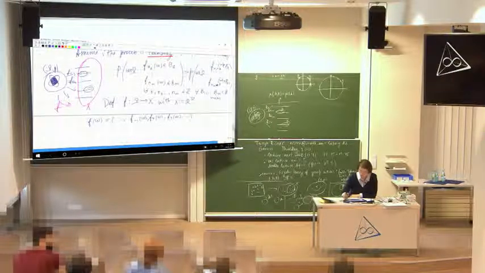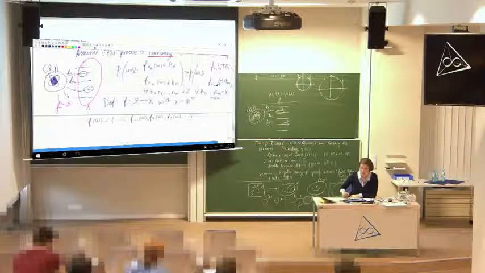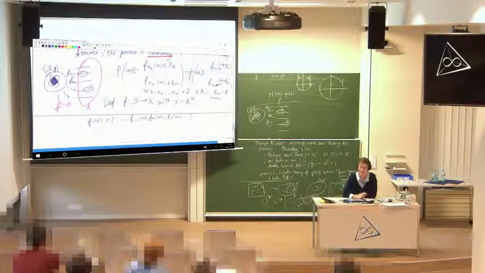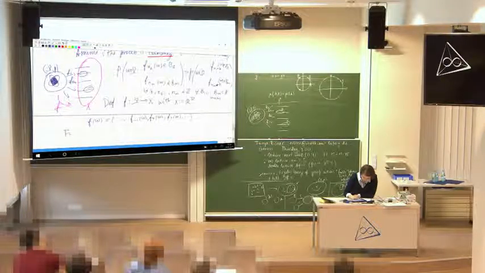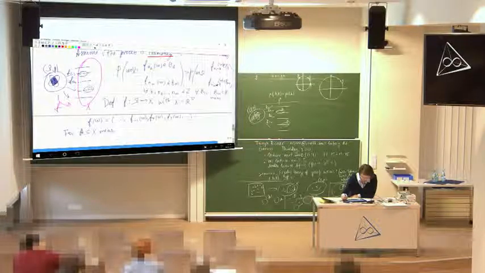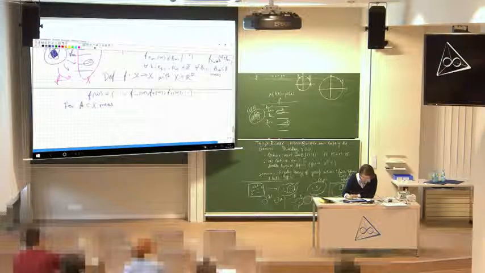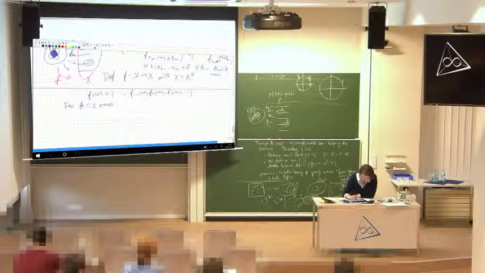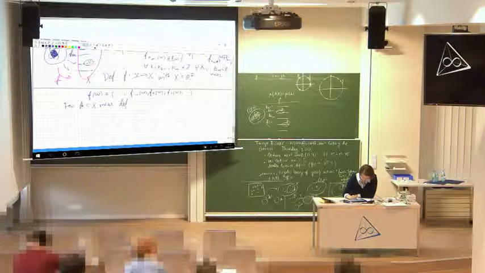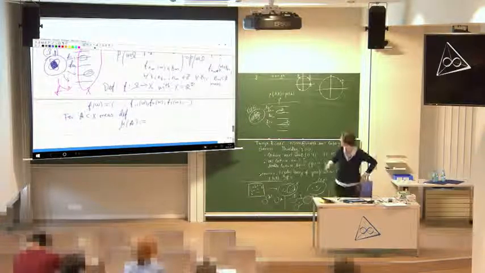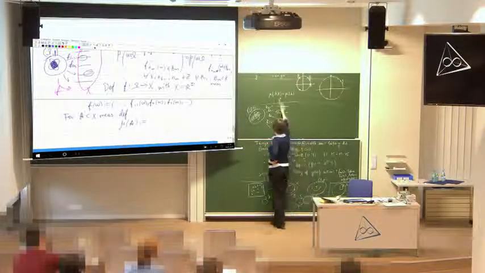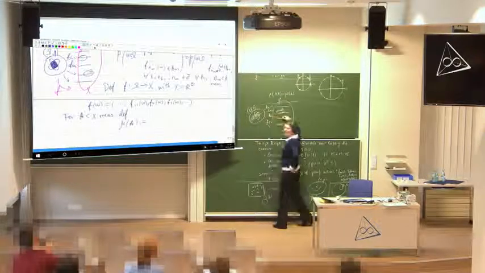Right. So x we have. The shift we have. We need the measure. And the measure is defined by this f. So for A in X measurable, for the product sigma algebra, we define mu of A. There is also essentially only one way to define the measure here.